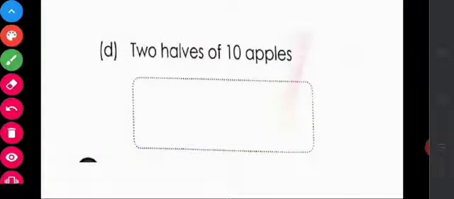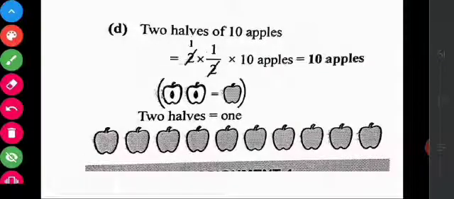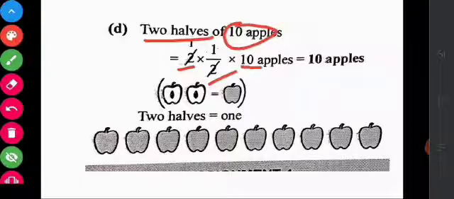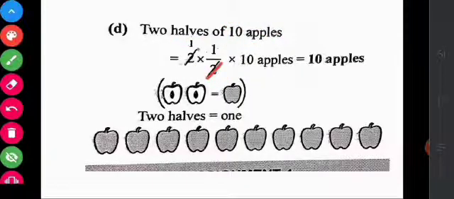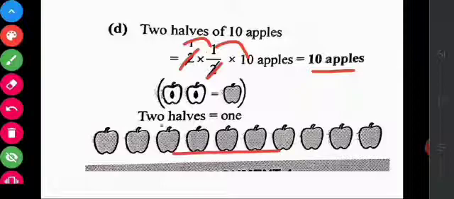And the next one, 2 halves of 10 apples. See the solution. 2 halves. So write 2 times 1 by 2. And then of 10 apples, times 10. Cancel this 2 and then multiply. 1 one is 1. 1 times 10 is 10 apples. So 2 halves of 10 apples is equal to 10 apples. 2 halves is equal to 1.